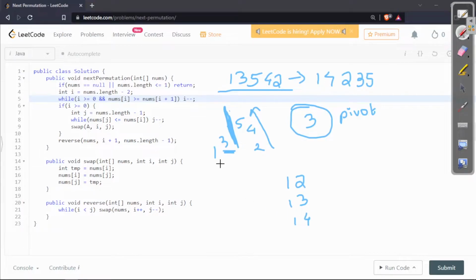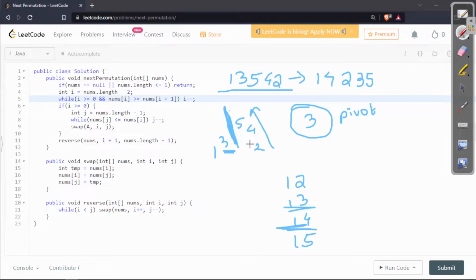Okay, 14. So we will check for the element which is closest to our pivot. In this case, 4 is closest to 3. Obviously we could have had something like 15, but is 15 closest to 13? No, 14 is closest to 13. So that is why we are choosing 4 as the closest to the pivot.